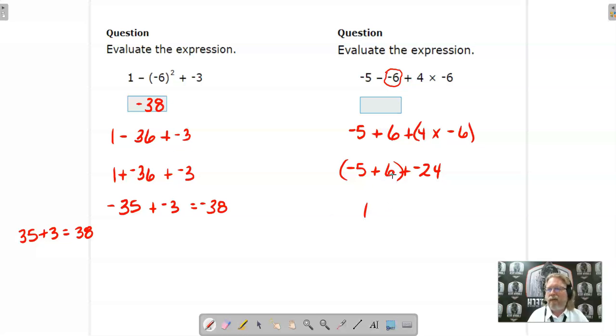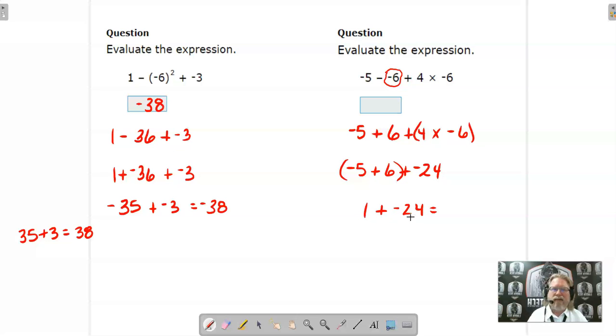Or if you want to look at it this way, they're different signs. We're adding a negative number and a positive number, so we could actually subtract them. 6 minus 5 is 1. The 6 is positive, has a greater absolute value than -5, so it's going to be positive as well. And then plus -24.